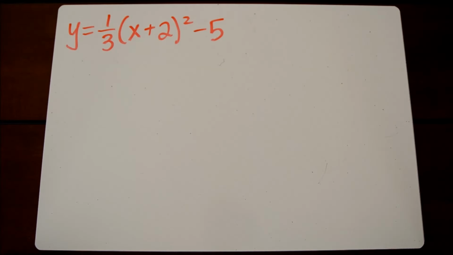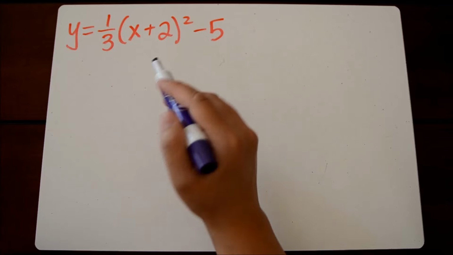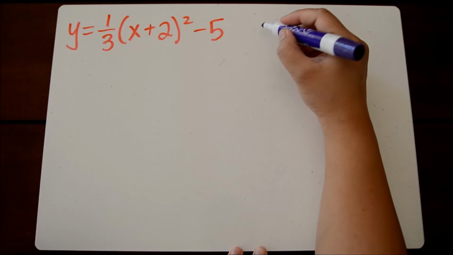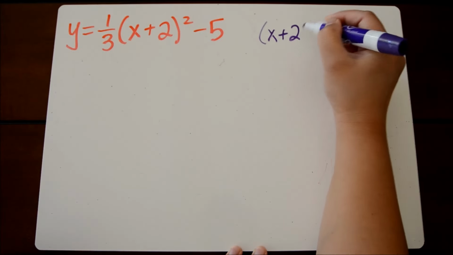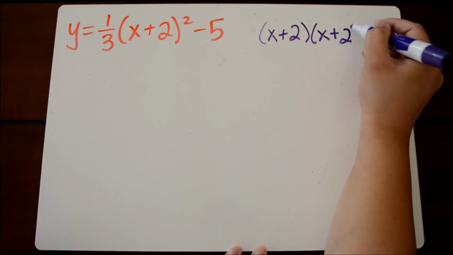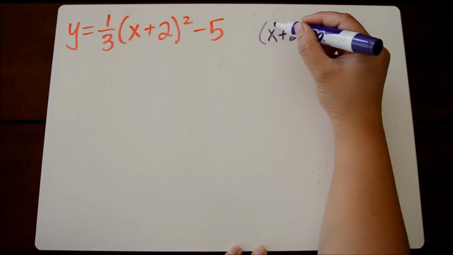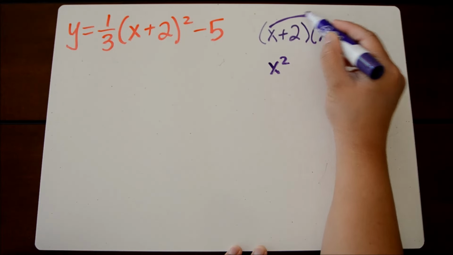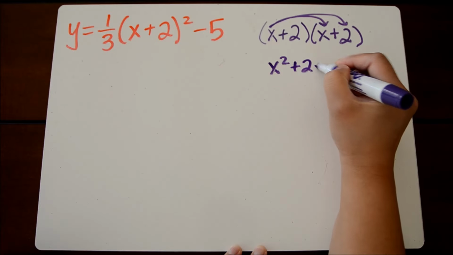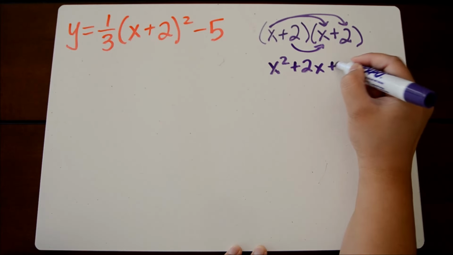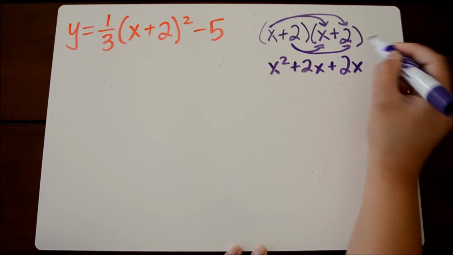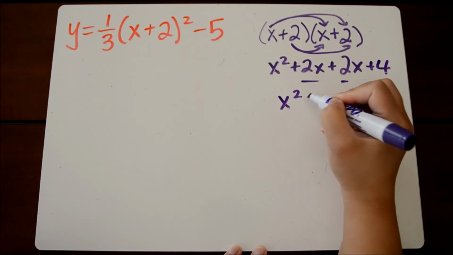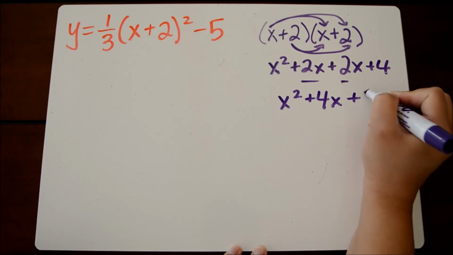This example looks a little bit more difficult because we have a fraction for our a value, but we're going to follow the same steps. We're first going to multiply that binomial x plus 2 times x plus 2, and we're just distributing every term to every term. So x times x is x squared, x times 2 is positive 2x, 2 times x is positive 2x, and 2 times 2 is 4. Combine like terms, we get x squared plus 4x plus 4.